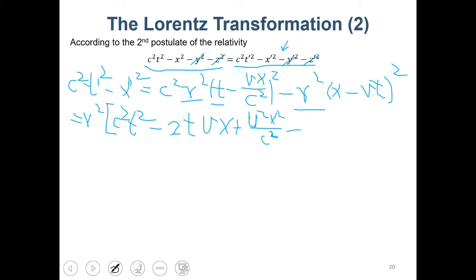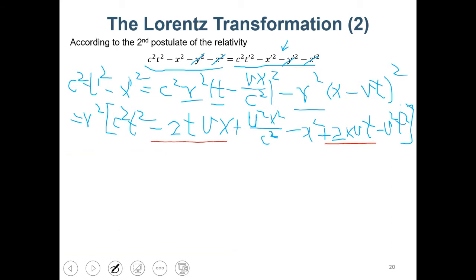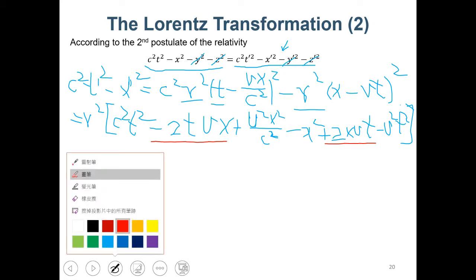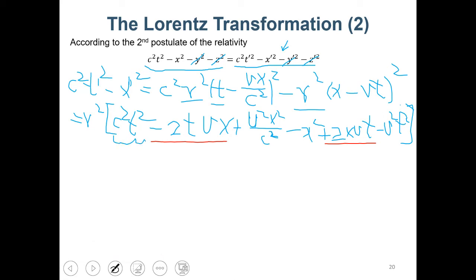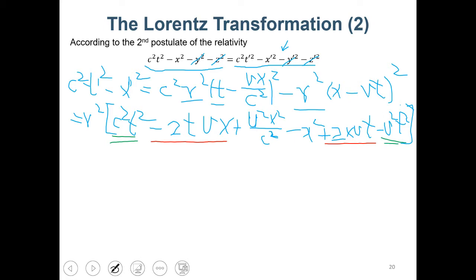And we try to minus x squared plus 2x vt minus b squared t squared, something like this. So we'll find that this one and this one cancel. And we have c squared minus v squared. So let us try to group these terms. This one and this one we group together, then we can factor t squared out.